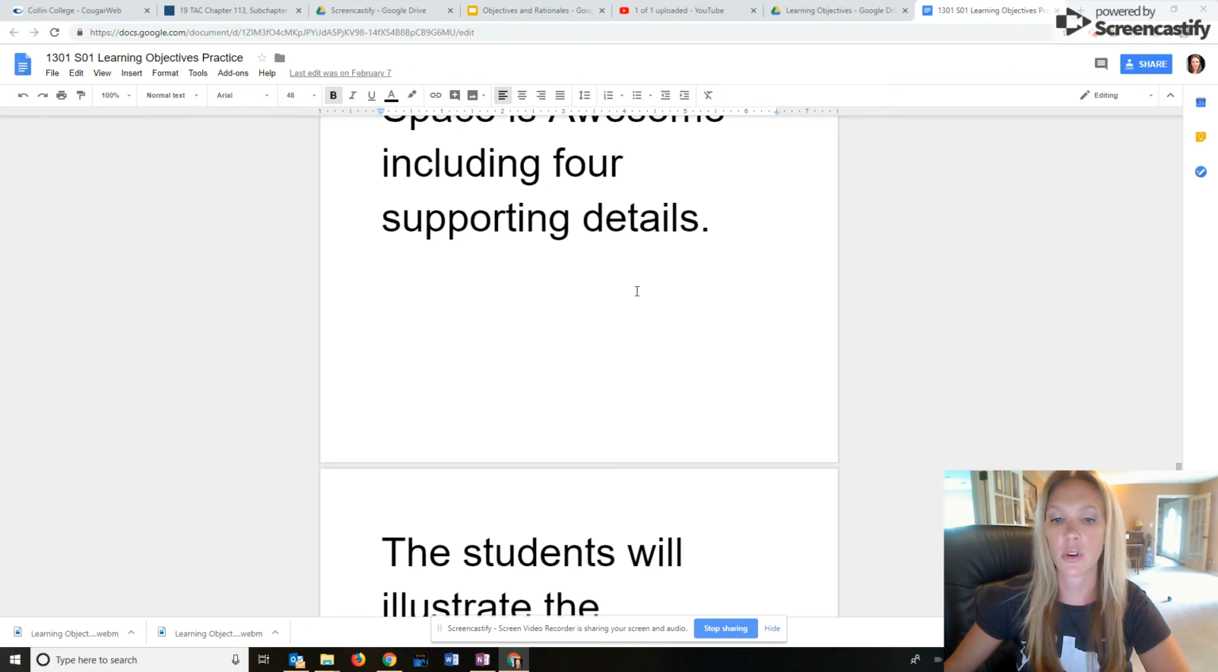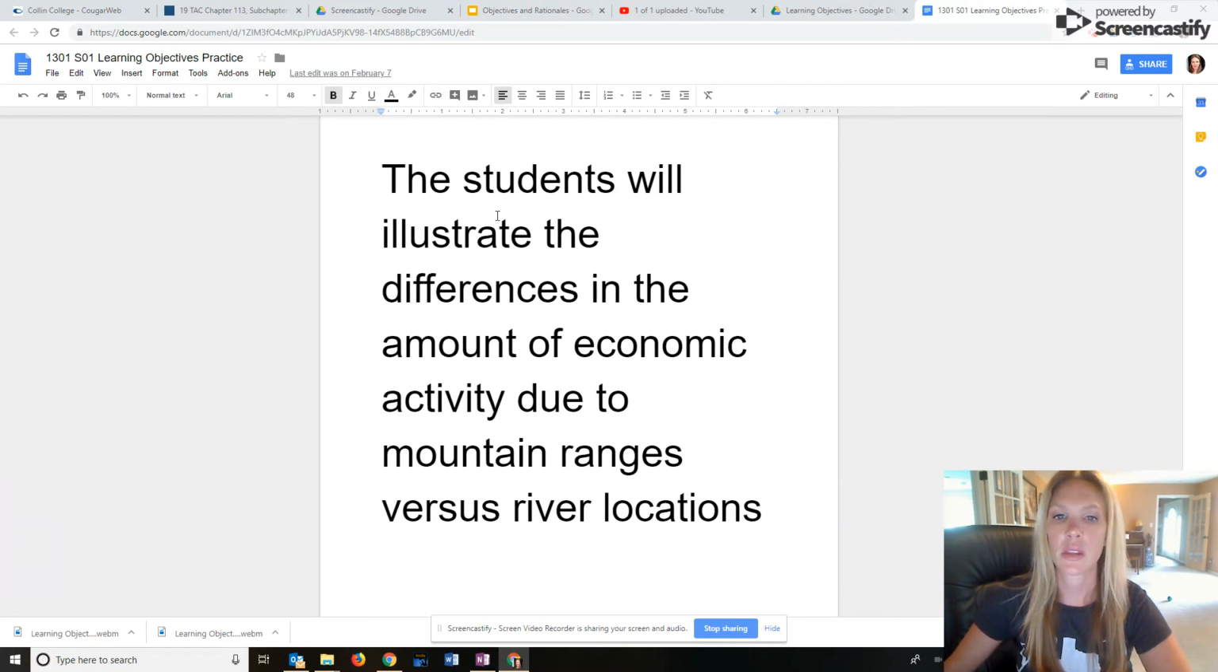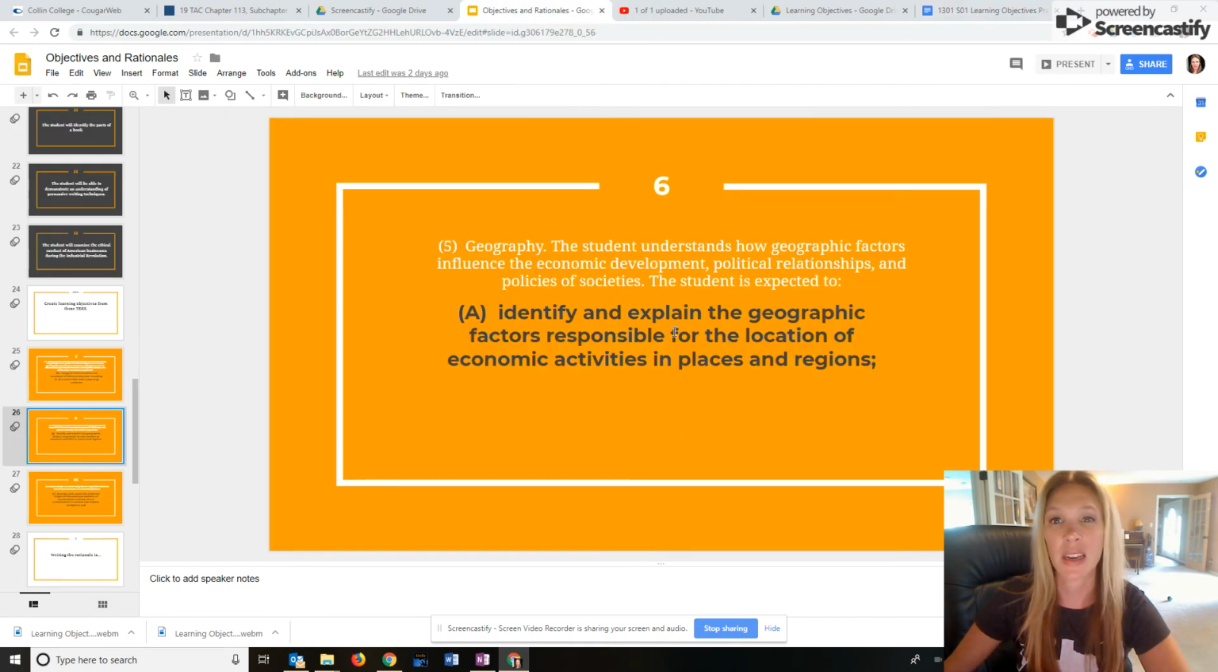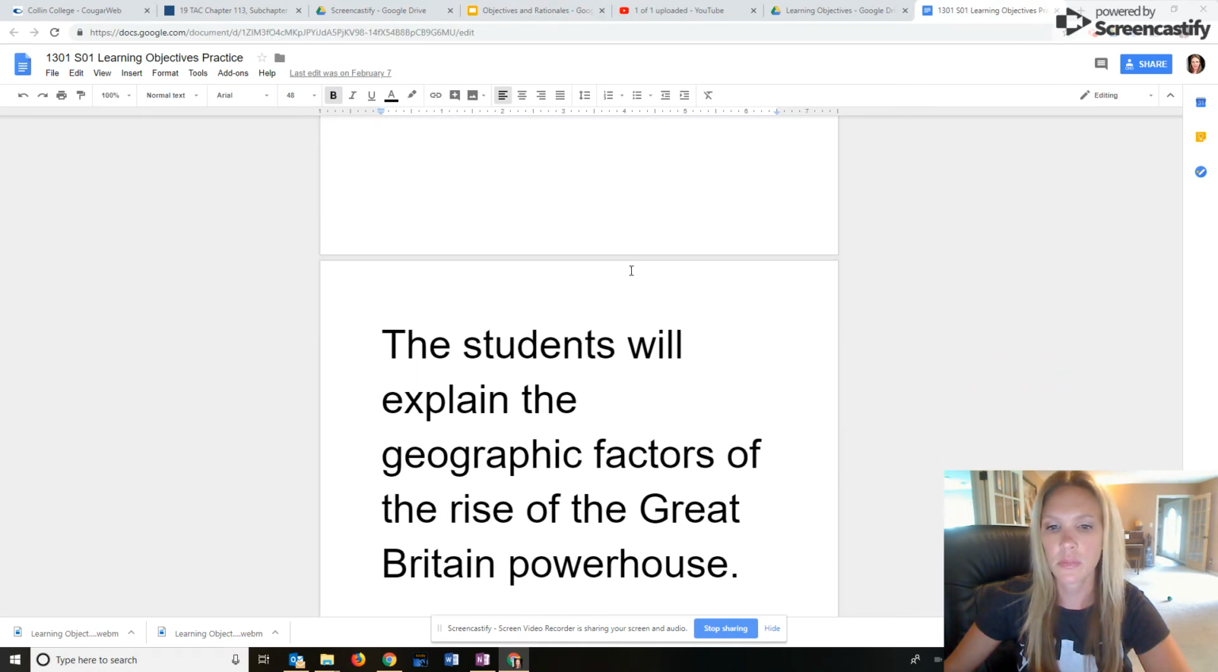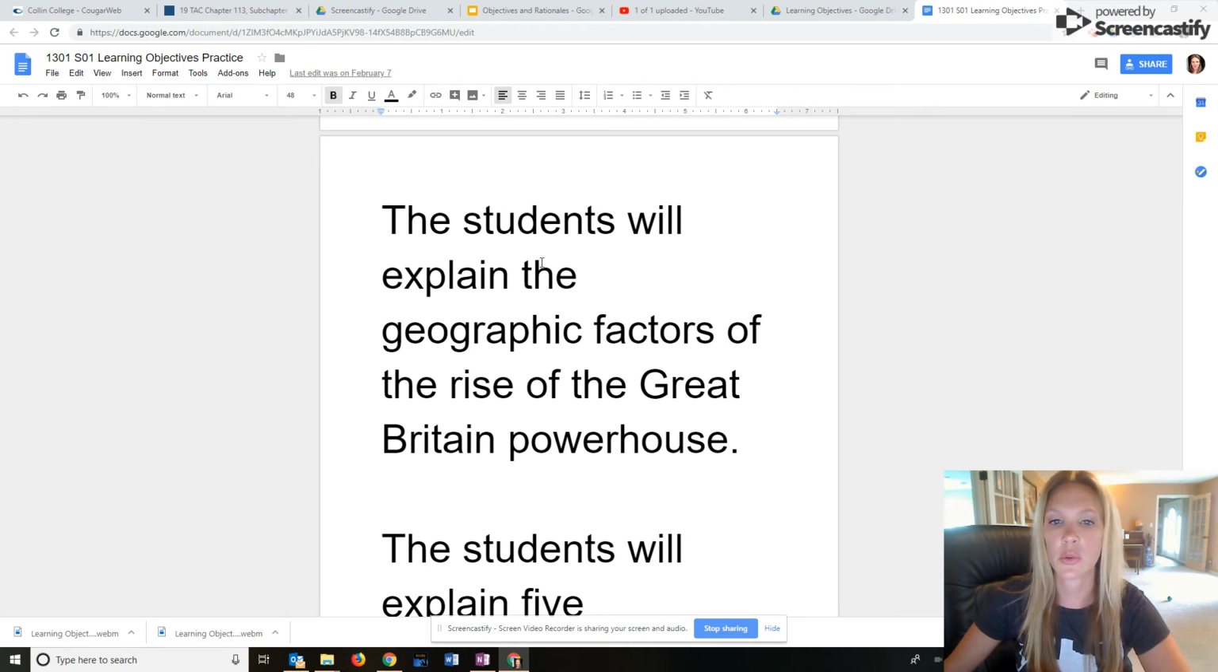If we come back over and look here: the students will illustrate the differences in the amount of economic activity due to the mountain ranges versus river locations. Did it satisfy the TEK? Well, it is talking about economic activity. It is referring to geographic regions like mountain ranges or river locations. Illustrate the differences. If we go back to explain, I think that's okay. If they explain some of the factors, I think that matches. Here's another one: students will explain the geographic factors of the rise of the Great Britain powerhouse. This is the economic part and the geographic factors that influenced it.